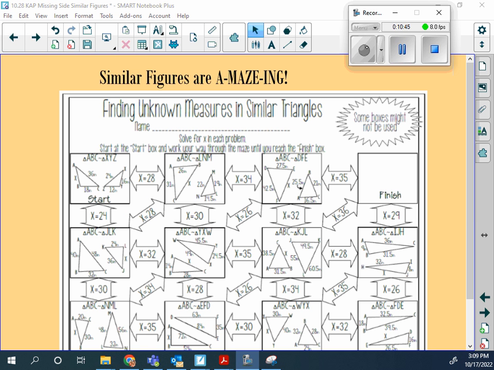All right, guys, for the rest of the time, I want you to work on this maze. You will need to obviously show work on a separate sheet of paper since there's no space here to do that. The key is on the next slide.